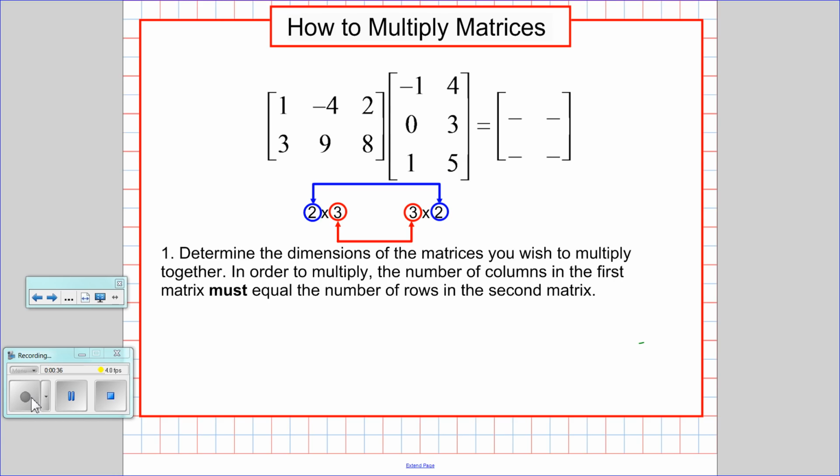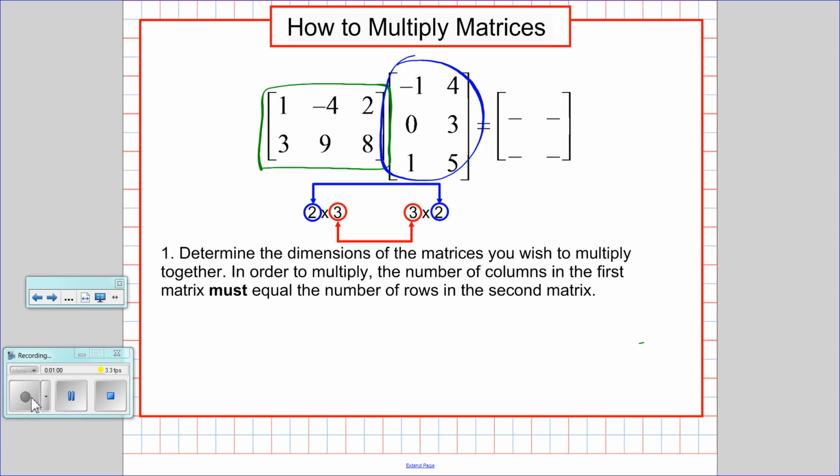So our first matrix here, we'll box that in green, is a 2-row, 3-column matrix. So we're going to call that a 2 by 3 matrix. And our second matrix, and I'll circle that in blue, has 3 rows and 2 columns. So we call that a 3 by 2 matrix.